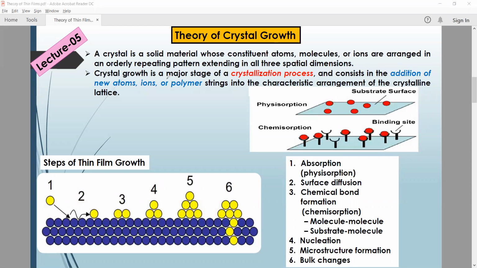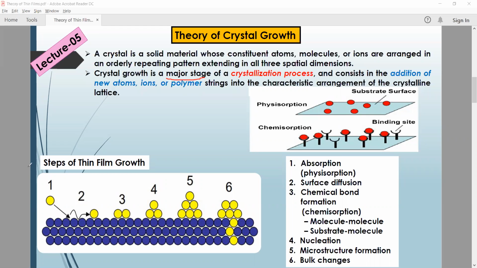Look here, I have written one word, that is major stage, and that is the process of crystallization. Okay, so it consists in the addition of new atoms, ions or polymer strings into the characteristic arrangement of the crystalline lattice. Okay, so during the process of crystal growth we are going to add some kind of atoms, ions or molecules, or we can say polymers, onto the substrate. Okay, and that is the characteristic arrangement of the crystalline lattice. Okay, so which process happens during thin film crystal growth?